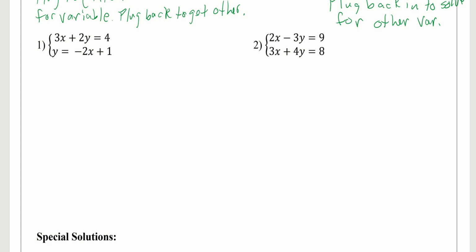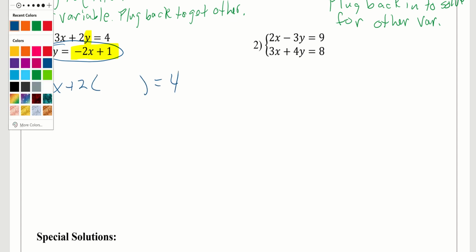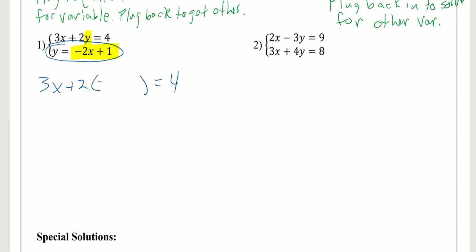In this case, if you look at number 1, we already know what y is equal to. So what we could do is take what y is equal to and plug it in for the y in the previous equation. So we have 3x plus 2 times the quantity equals 4, and that quantity is negative 2x plus 1. All we did was substitute in that y, and now we're just going to solve it out.